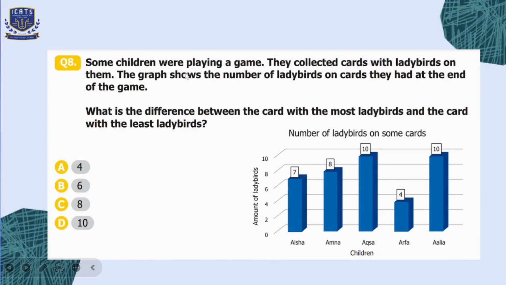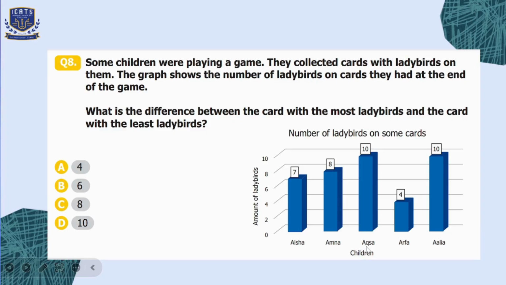Question number 8. Some children were playing a game. They collected cards with ladybirds on them. The graph shows the number of ladybirds on cards they had at the end of the game. What is the difference between the card with the most ladybirds and the card with the least ladybirds?